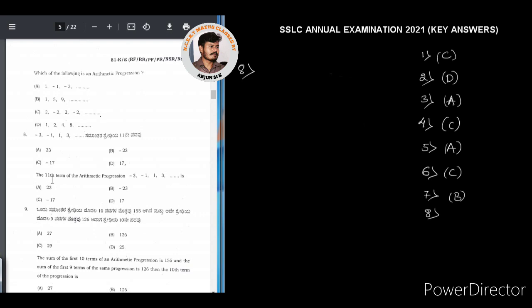That means we have to find out its 11th term, because they are given in both Kannada and English medium. The 11th term of the arithmetic progression minus 3, minus 1, 1, 3 and so on is. We have to find out its 11th term by using the first term and common difference. a is minus 3 and its common difference is minus 1 minus of minus 3, which is equal to plus 2. Minus into minus is plus, that's why minus 1 plus 3 is equal to plus 2.